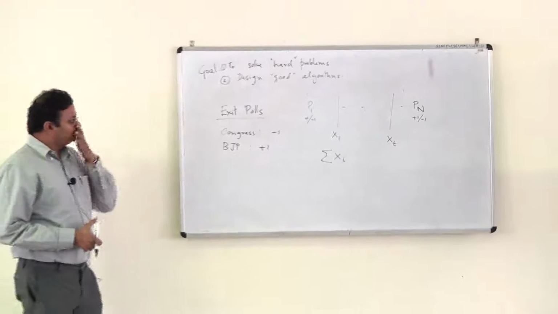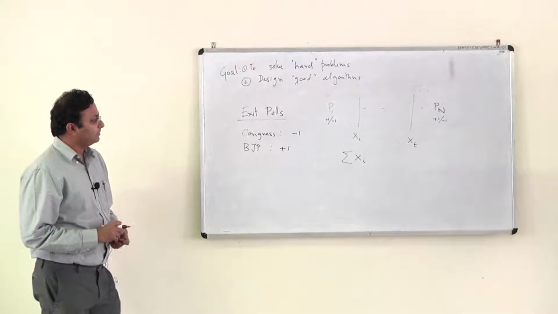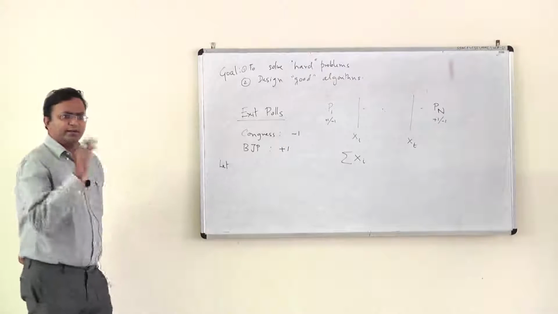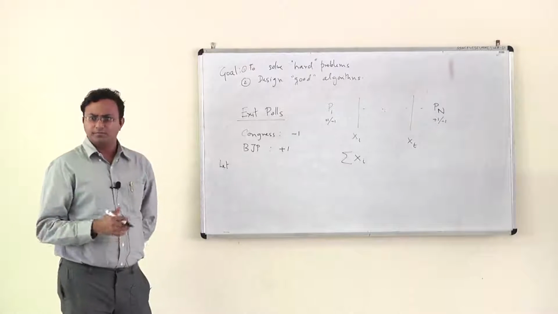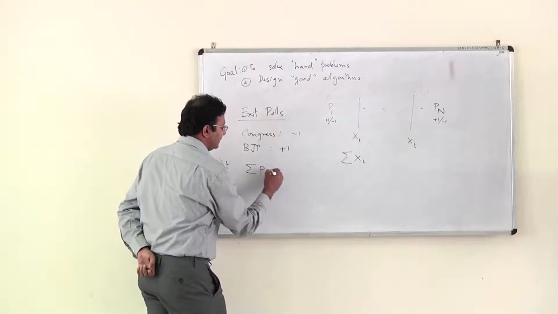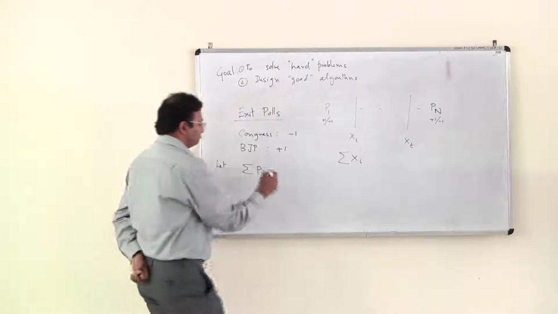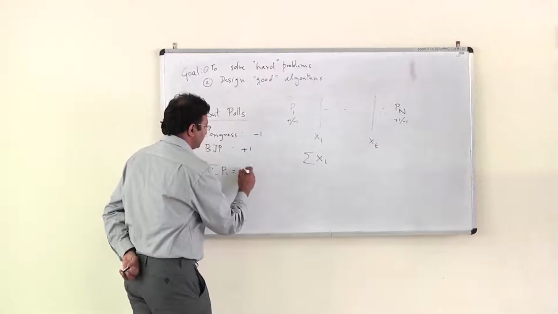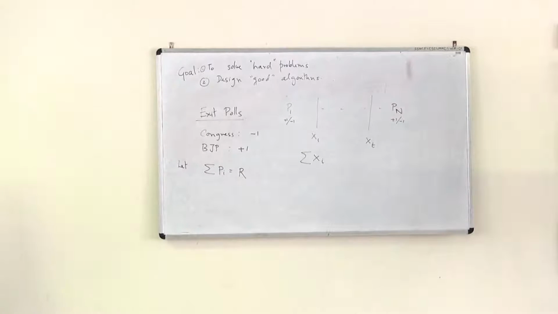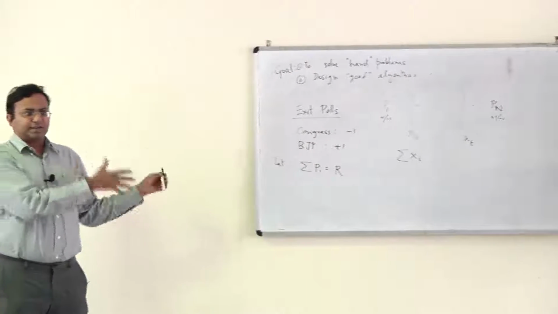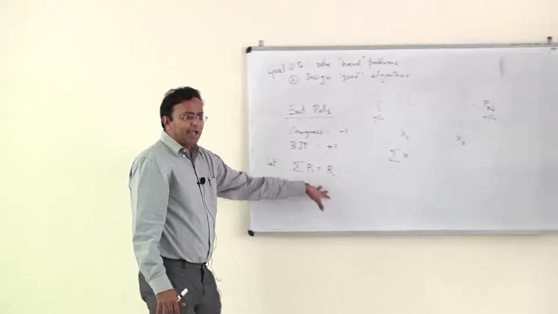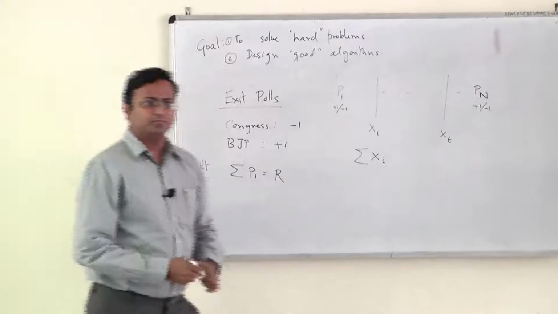First of all, let's understand. Without loss of generality, let's assume that one of the parties wins. So in other words, the summation of Pi is equal to, say, R. I'm not specifying who is winning. R is some value. It can be +100, +200, -100, -200, I don't know what. This is the actual thing.